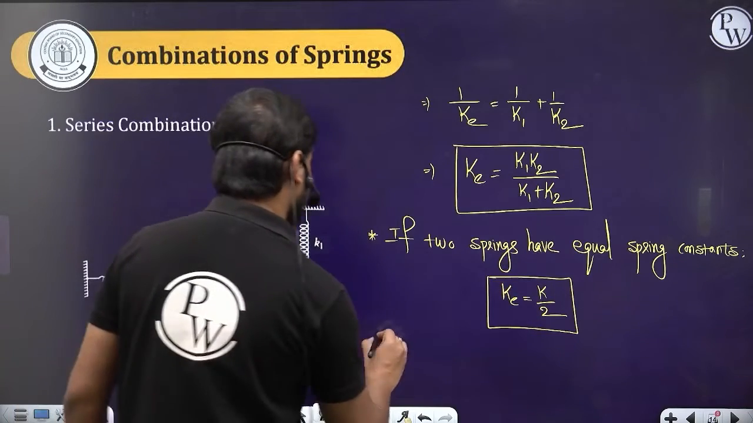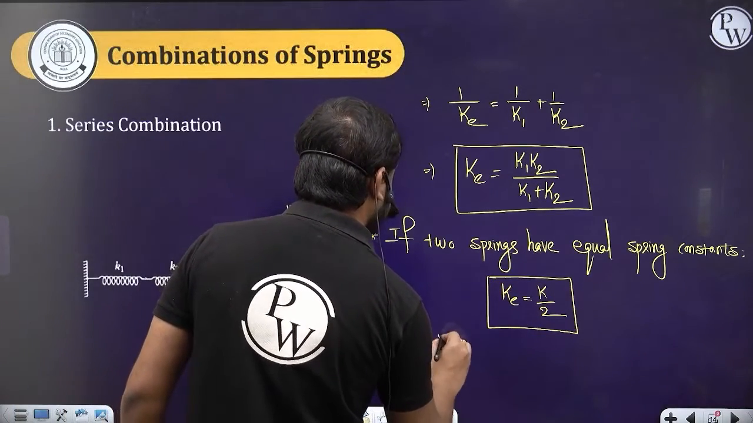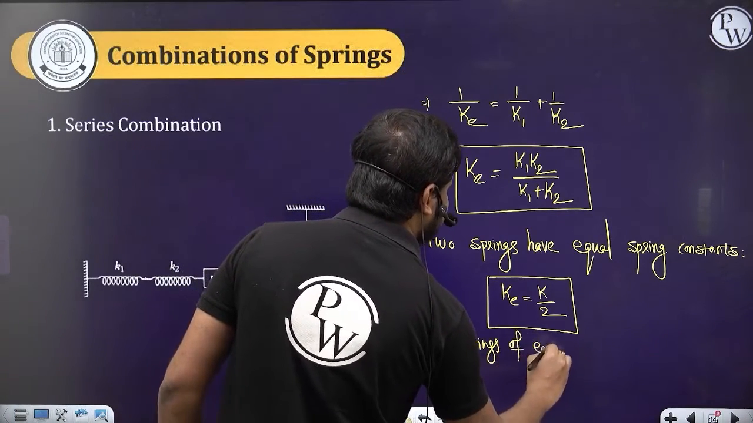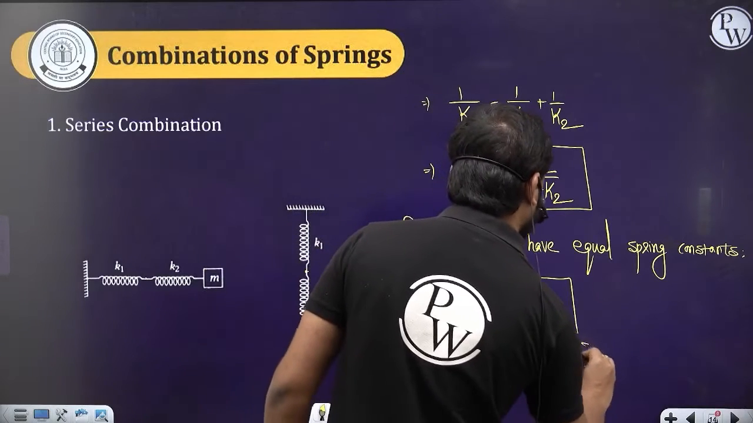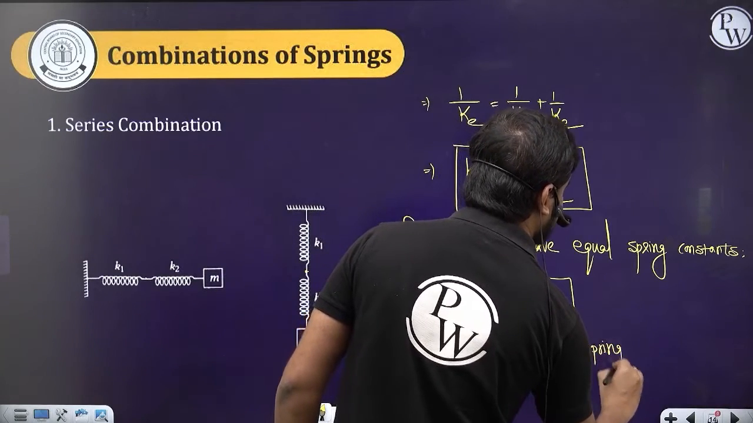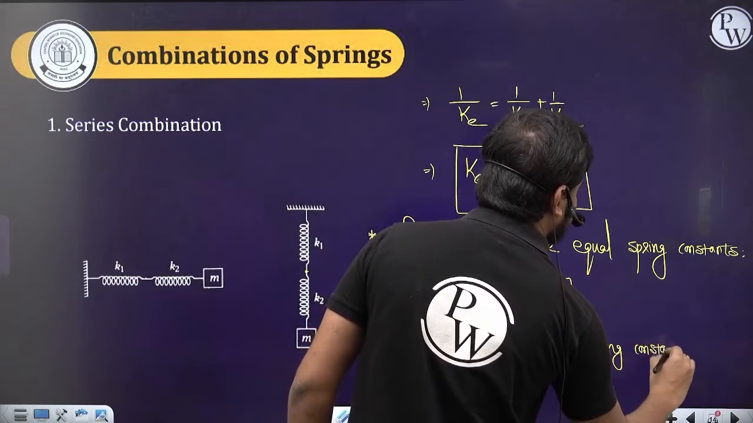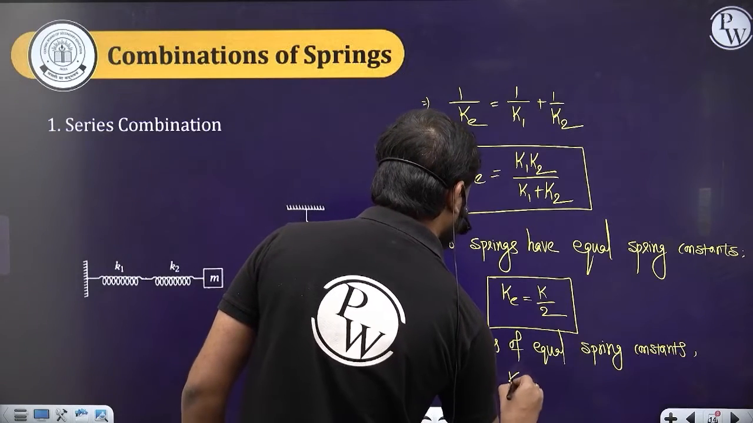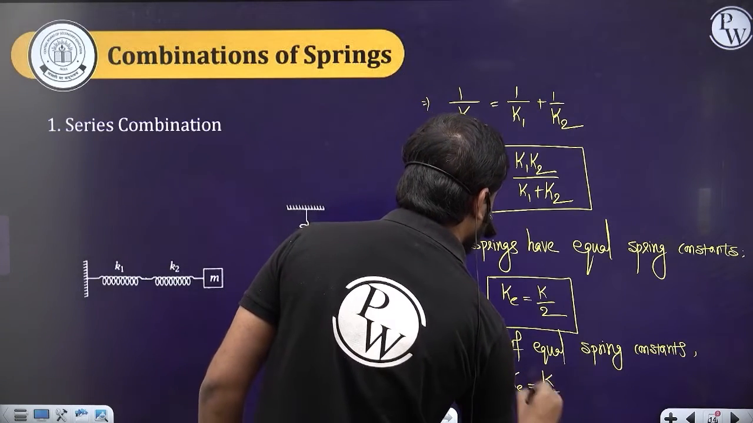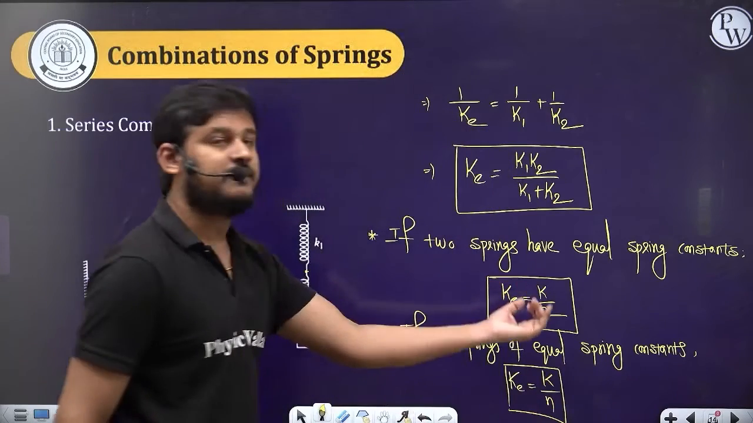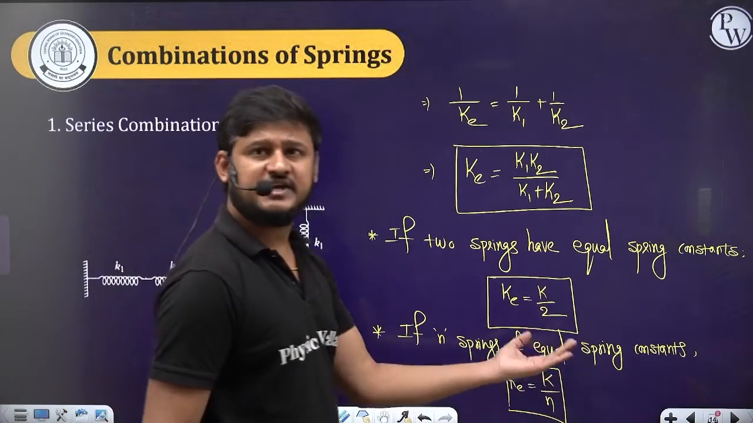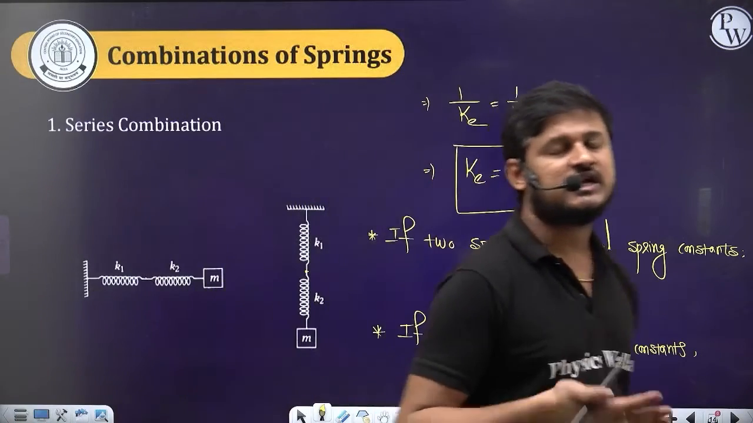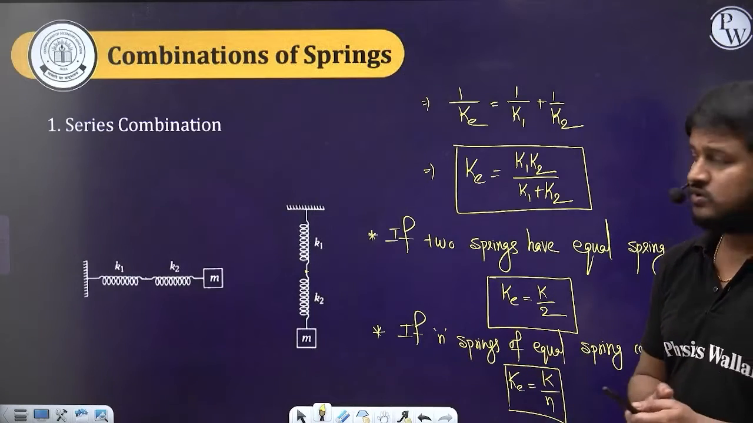So if n springs of equal spring constant are connected in series combination, the K equivalent will become K by n. Here it is K by 2, here it is K by n. So if 3 are connected, K by 3. If 4 are connected, K by 4. If 5 are connected in series with equal spring constant, K by 5. Like that. Understood? Okay.